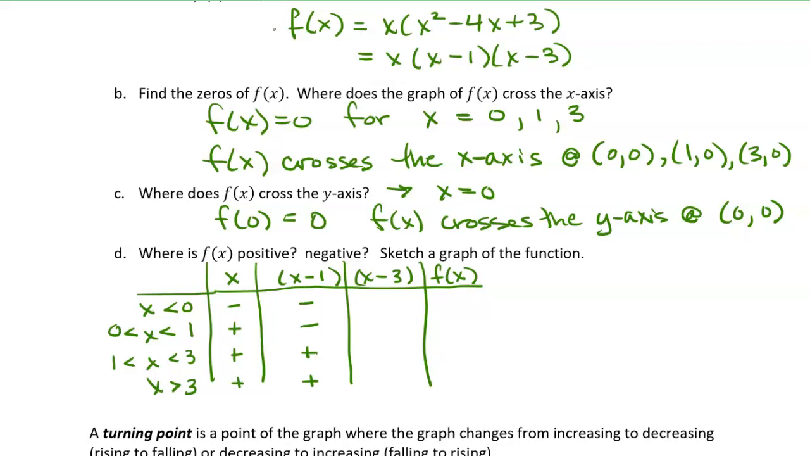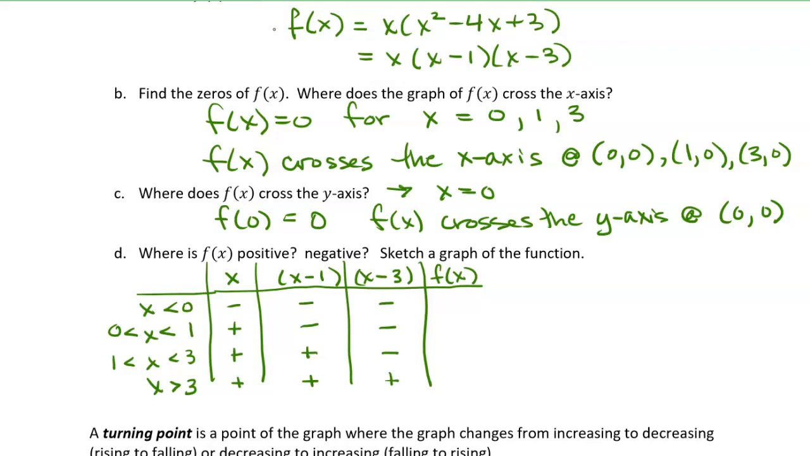All right, next factor. If x is negative and I subtract 3, it's still going to be negative. If x is between 0 and 1 and I subtract 3, it's going to be negative. If it's between 1 and 3, say 2.5 or 2, I'm still going to get a negative value for that factor. And then if x is greater than 3, then finally it's positive.